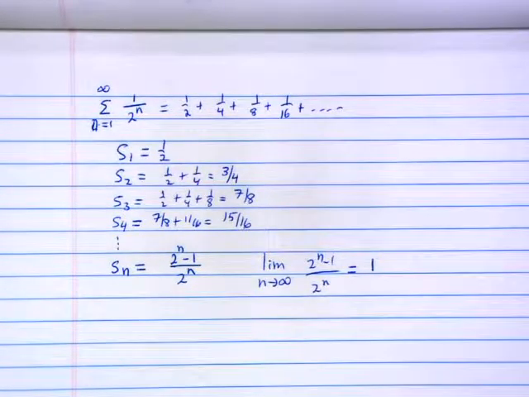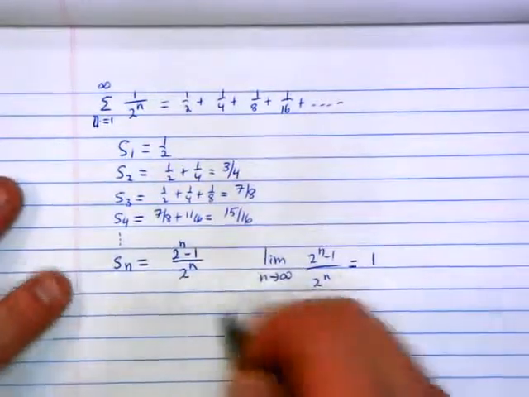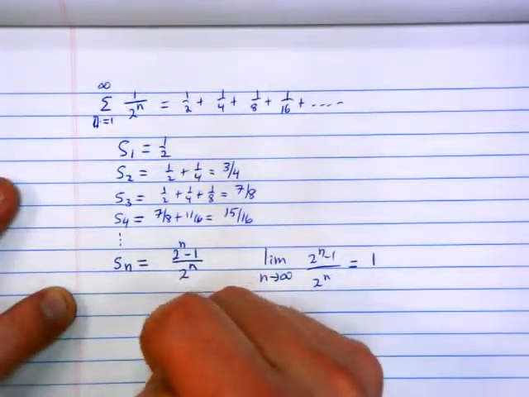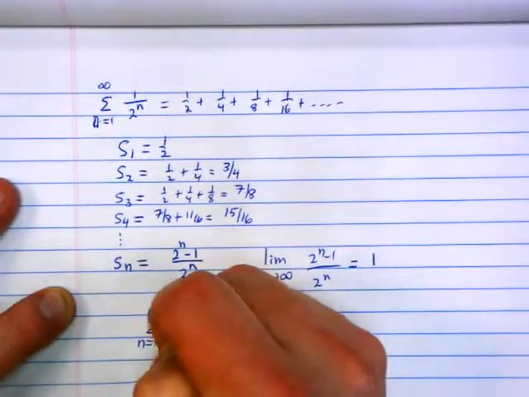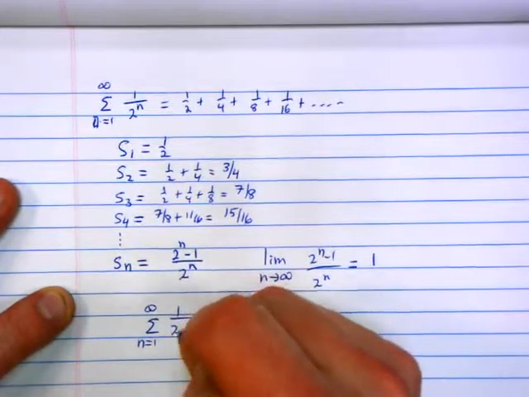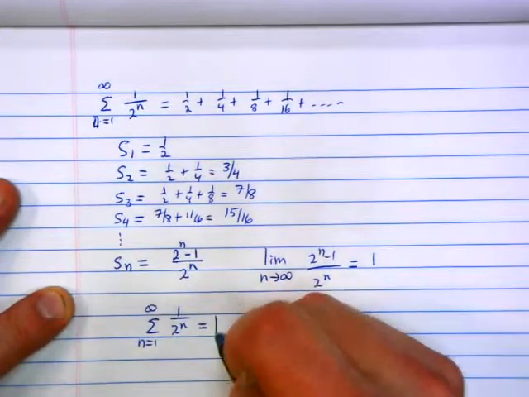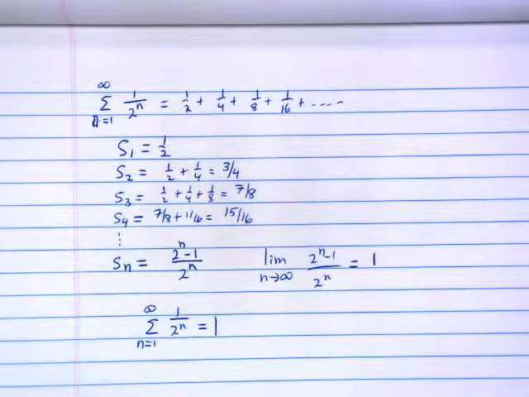Anyway, the moral of the story is the sum from n equals 1 to infinity of 1 over 2 to the n converges to the number 1. Questions on that?